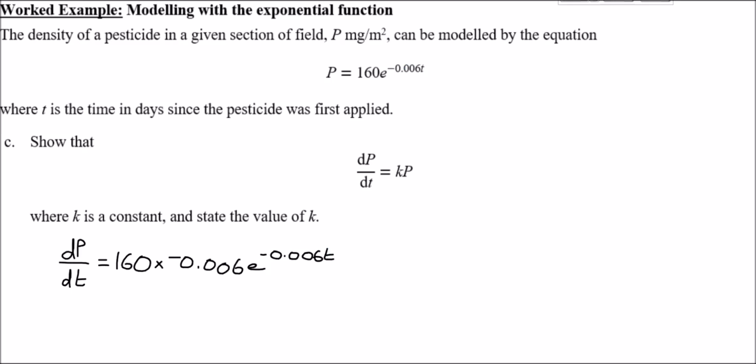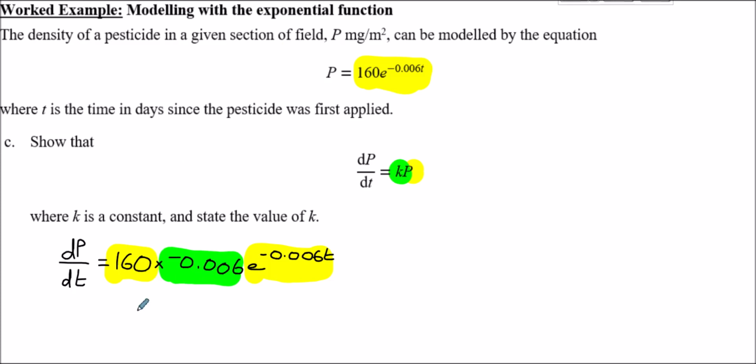And so here, p is just the initial expression, which is 160, and then e to this power. And k, rather, is whatever's multiplying this p. So we've got p here. Anything multiplying it is this thing in between, which is the minus 0.006.